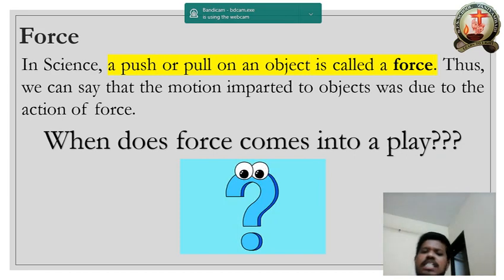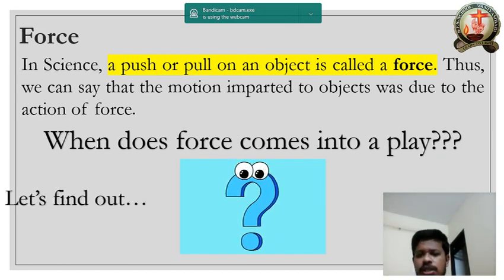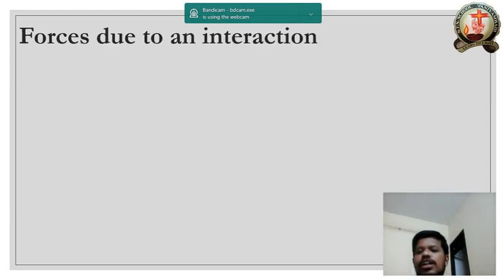Now there is one more question for you. When does force come into play? Okay, when can we apply this force? So shall we see the answer to it? Yes, so let's find out.